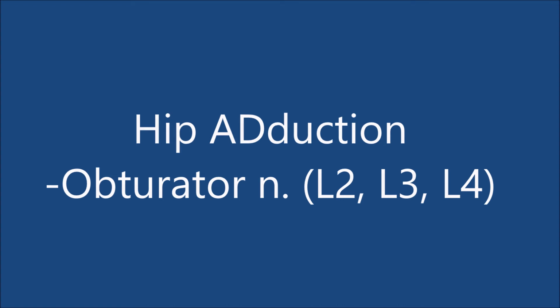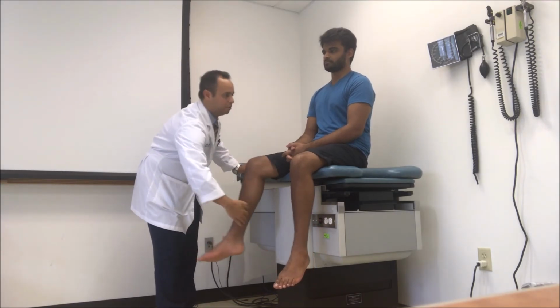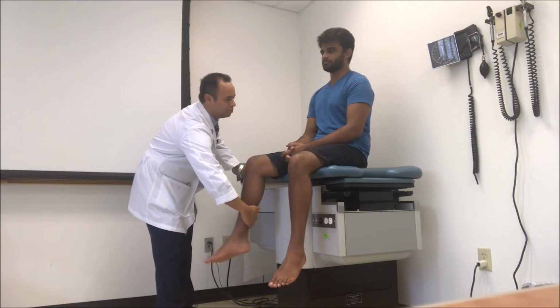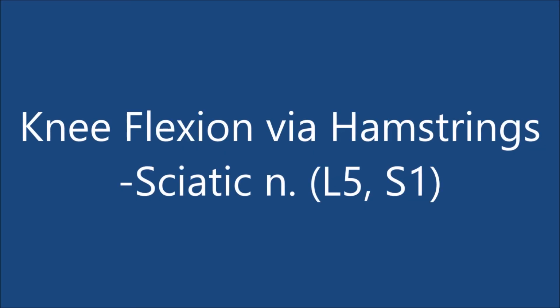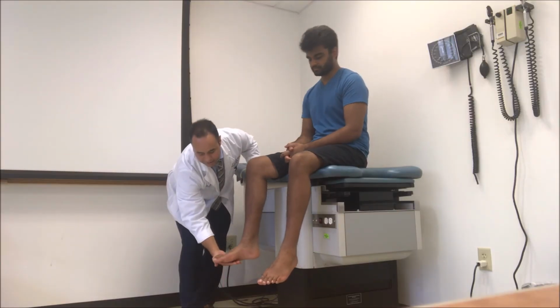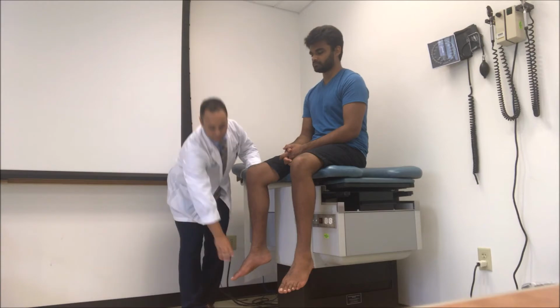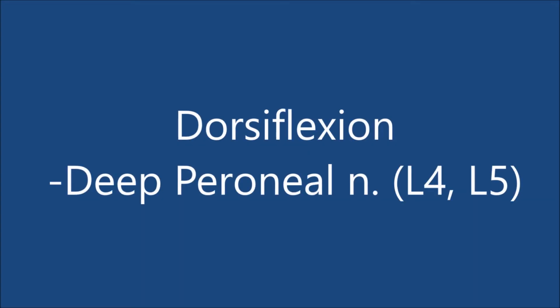Knee extensors, which are activating your quadriceps muscles, are innervated by the femoral nerve with nerve roots L3, L4, while knee flexion, which activates the hamstring muscles, are innervated by the sciatic nerve with nerve roots L5 through S1. Plantar flexion is innervated by the tibial nerve with roots S1, S2, and dorsiflexion is innervated by the deep peroneal nerve with nerve roots L4, L5.